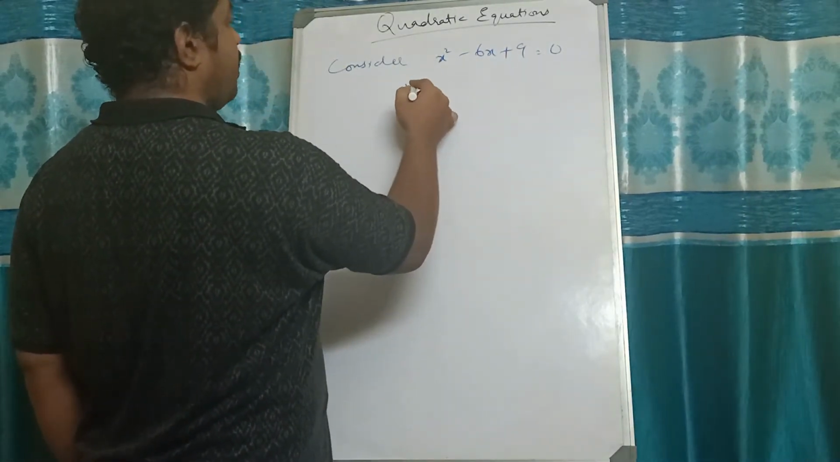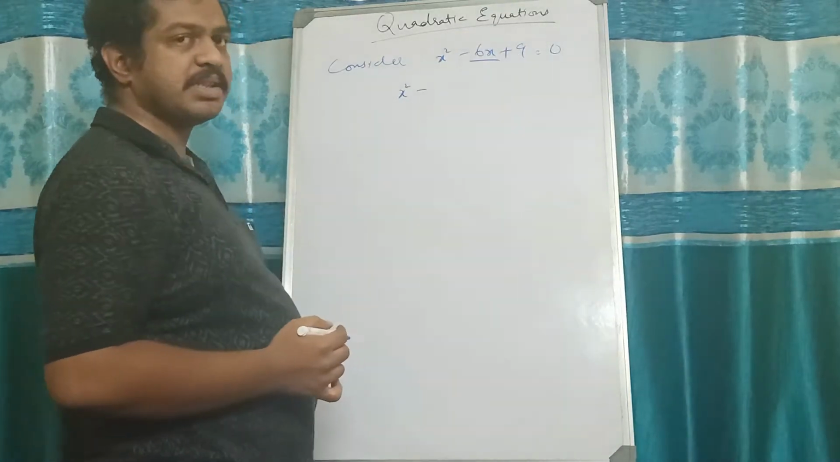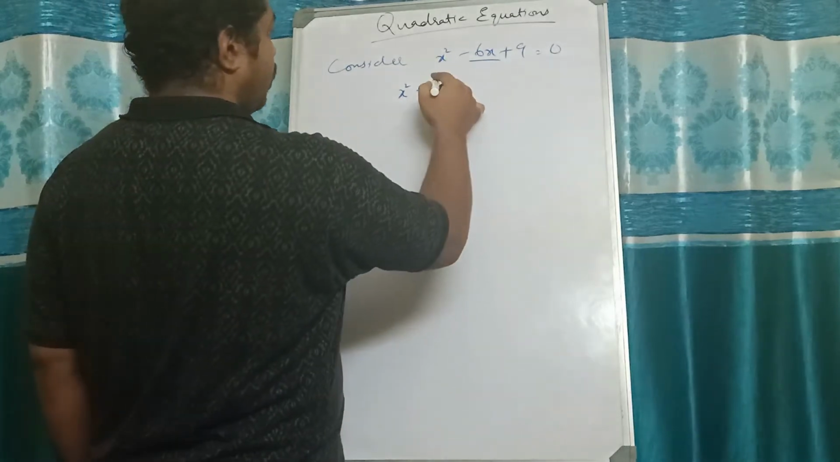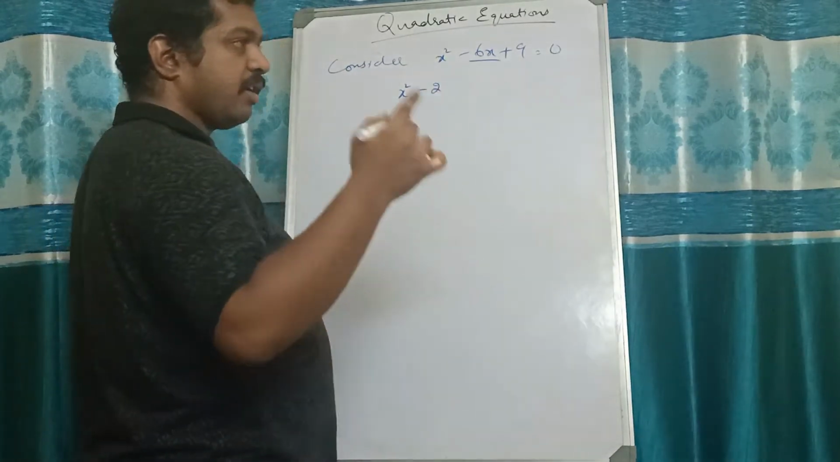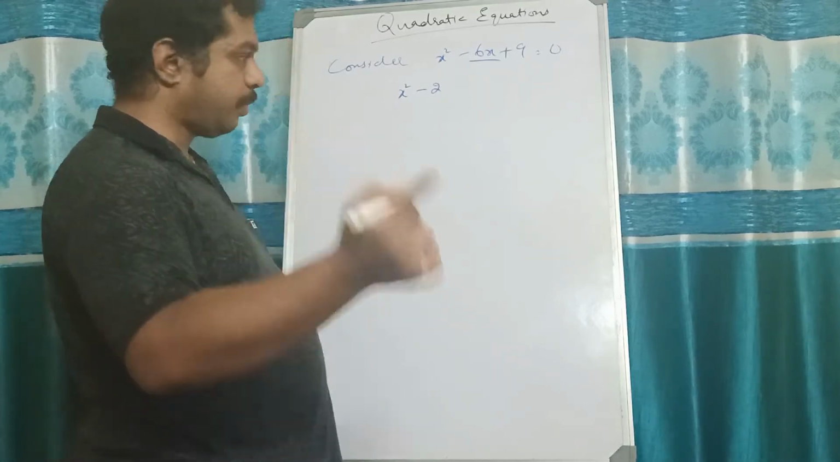So x square minus, you can just see the middle term here, it's negative 6x, right? So what if you express it in this way, like 2 times a times b, 2 into a into b, okay?